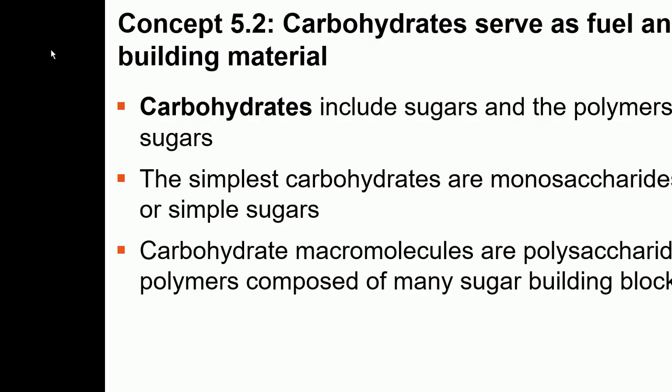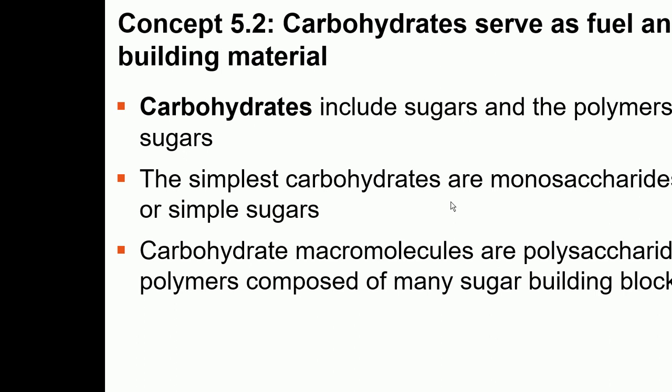Basically, carbohydrates are a source of energy, and they are also part of our cells. Carbohydrates include sugars and the polymers of sugars, and the simplest carbohydrates are called monosaccharides. Just the way we have discussed that other biomolecules like nucleic acids and proteins are polymers made of subunits, and these subunits are connected to each other by covalent bonds. They're called peptide bonds in proteins, and phosphodiester bonds in the nucleic acids, and they're formed by the dehydration reaction.